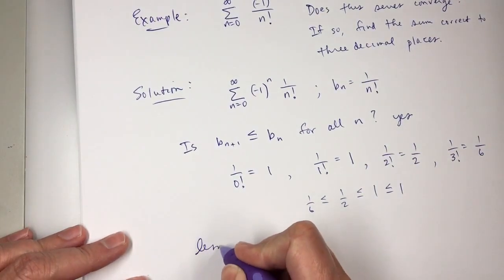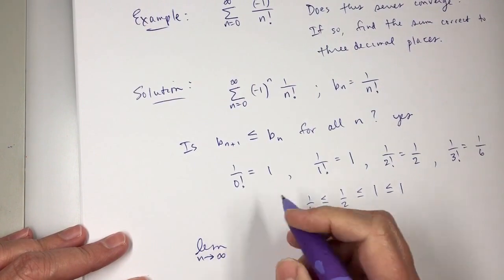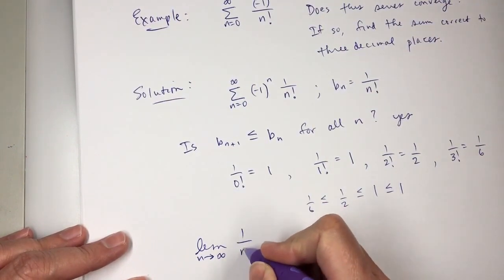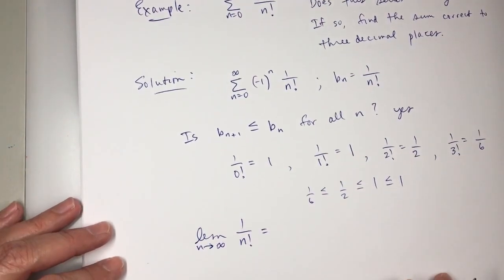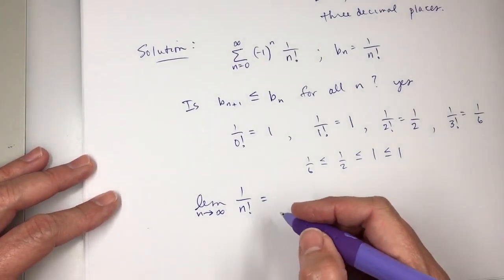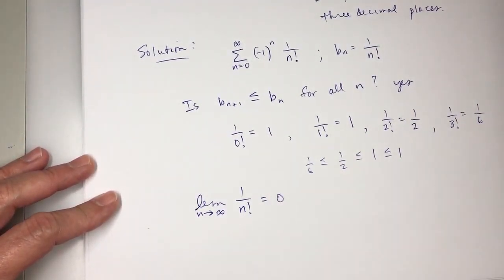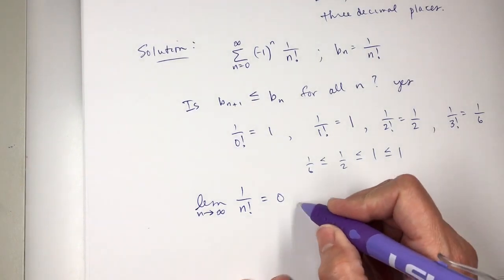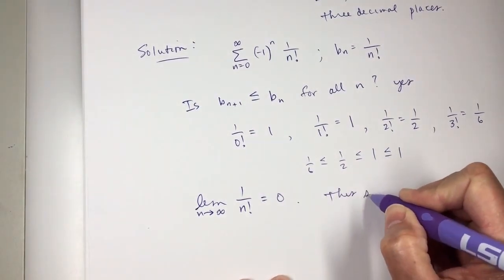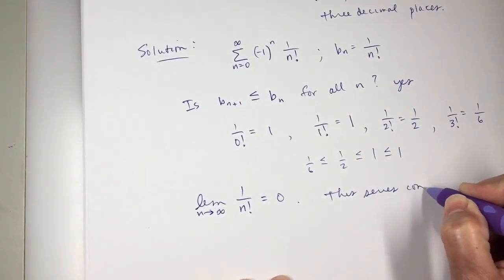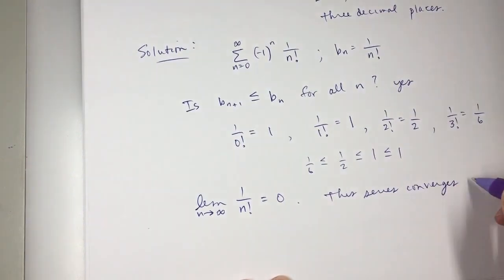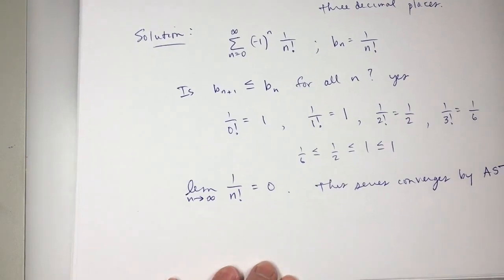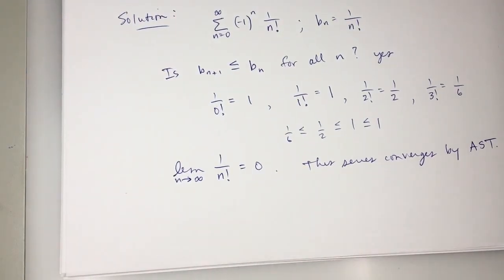And what about the limit as n approaches infinity of 1 over n factorial? That is 0. So it meets the two conditions. This series does converge. This series converges by what test? Alternating series test. Sometimes I'll abbreviate that AST.